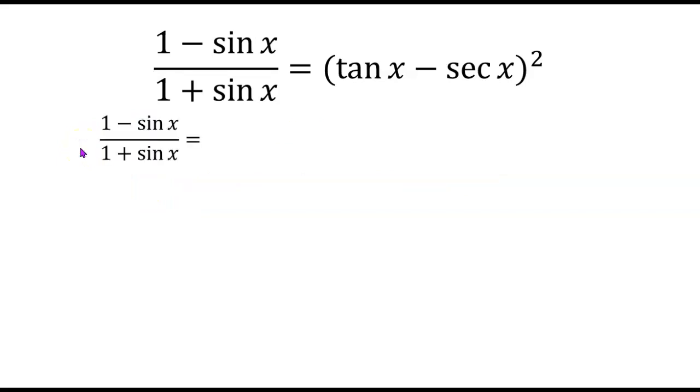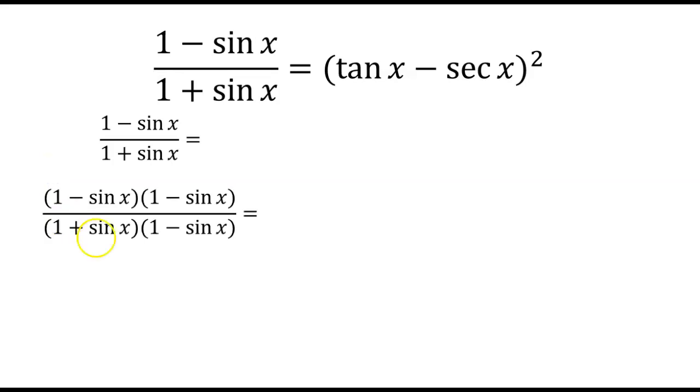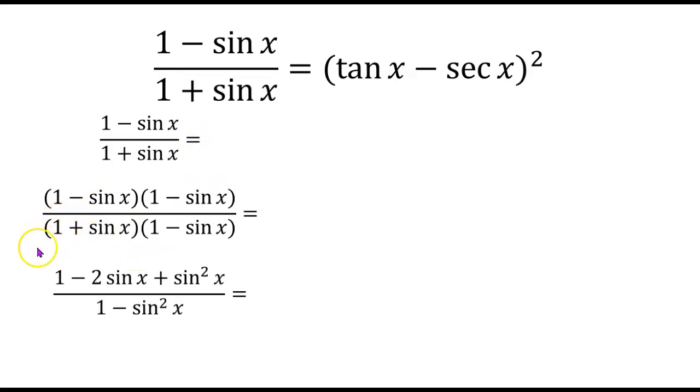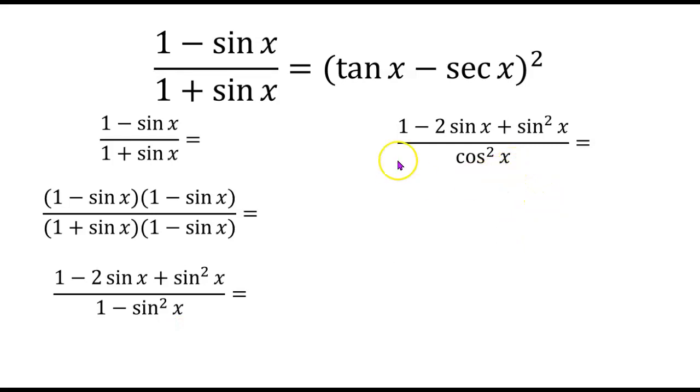Okay, so if we start with this, I'm going to multiply the top and the bottom by 1 minus sine x. And the reason I'm doing this is because if you remember that last example we did, where we had a 1 minus sine squared and that turned into cosine squared, I think I want that to happen here. So I'm going to take this 1 plus sine x and multiply it by 1 minus sine x, because when I multiply those together, I get 1 minus sine of x squared. Meanwhile, on top, when I multiply that out, I get 1 minus 2 sine x plus sine squared x. Okay, so like I said, the 1 minus sine squared can turn into cosine squared. So now it's 1 minus 2 sine x plus sine squared x over cosine squared x.